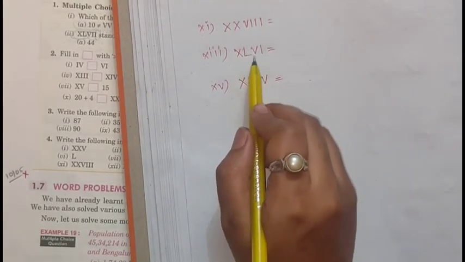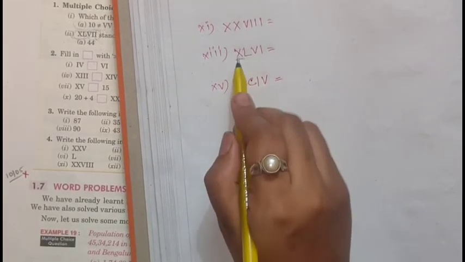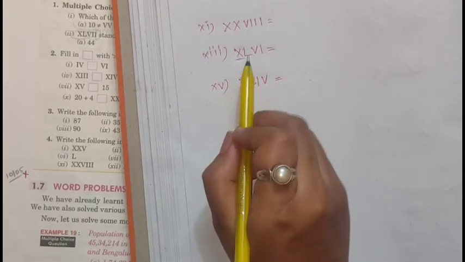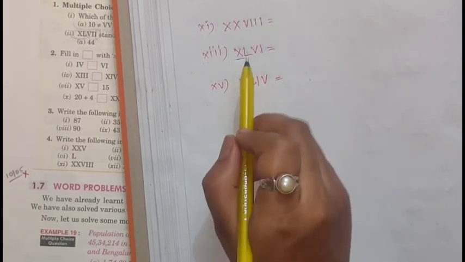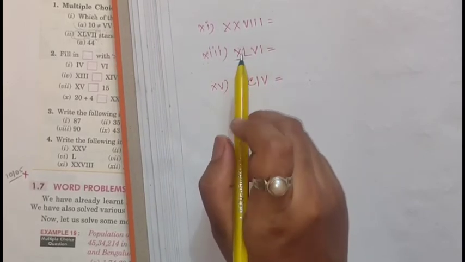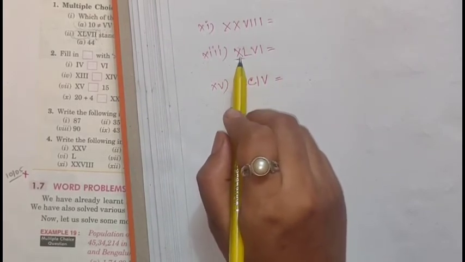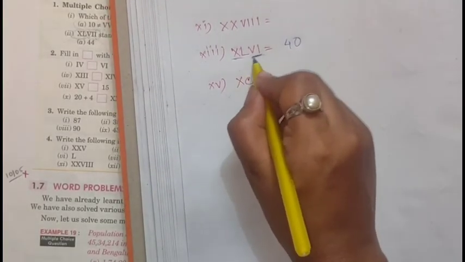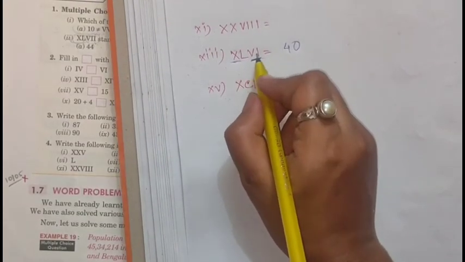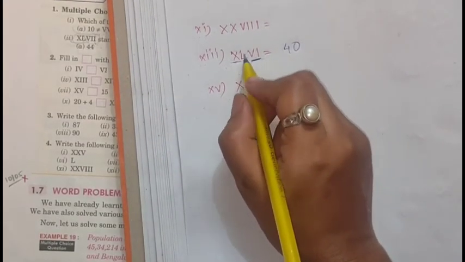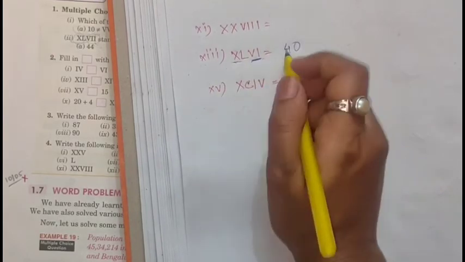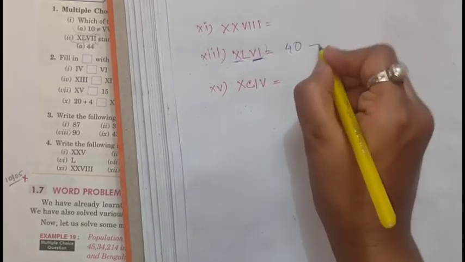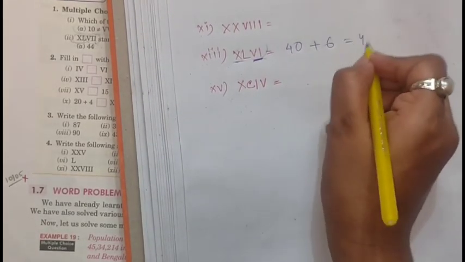X, L, V, I. So XL, what will be the value of this Roman numeral? X is written at the left of L, but X is smaller than L, so the smaller value is written at the left side. So we need to subtract 10 from 50, then we will get 40. The value of V I is 6. So here 6 is written at the right of 40. So here the smaller value is written at the right side. So we need to add 6 to 40. Then we will get 46.